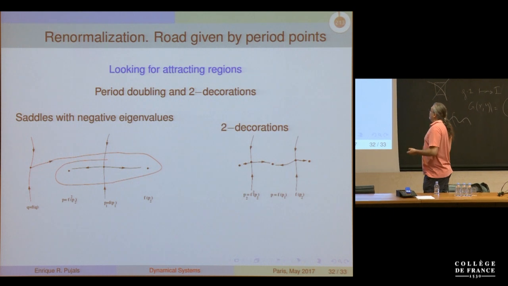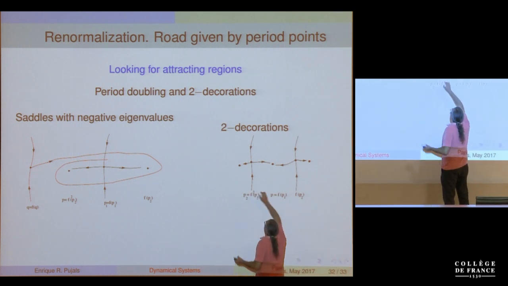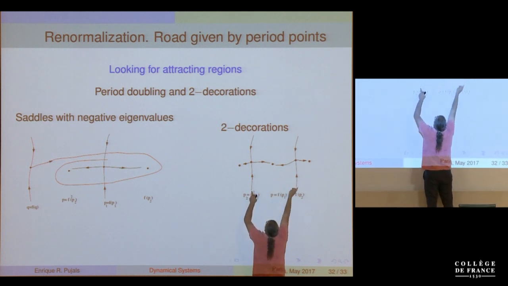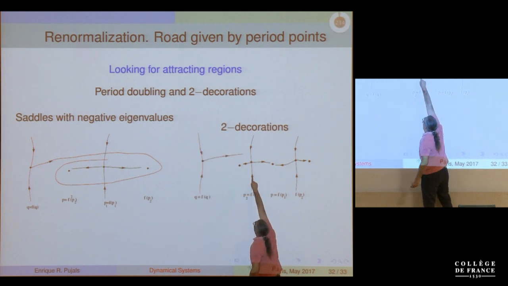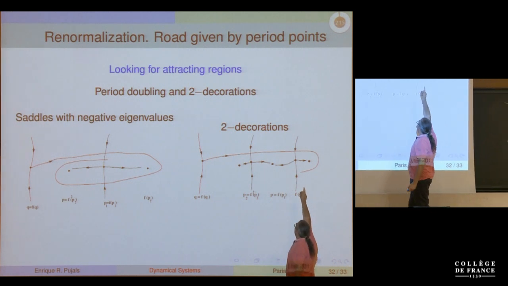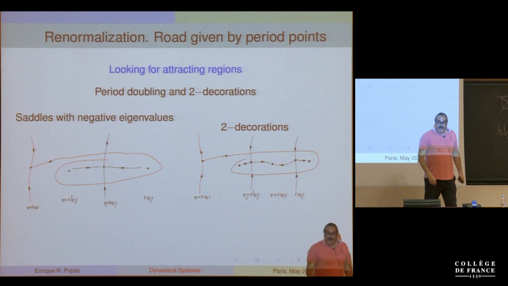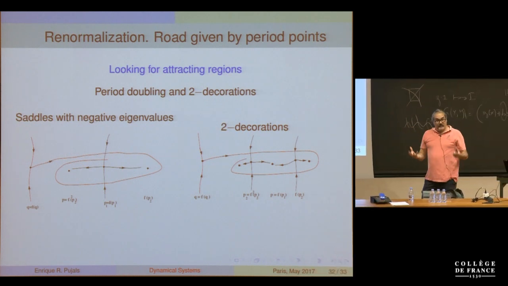With 2 decoration, you have something similar. It looks the same, because if you collapse these 2 points, you have this picture. So this is fixed, and this is period 2. And then an unstable manifold accumulates on this guy, because this part goes to there, then the manifold has to cross, and from here go to there, and then you produce an attracting region. So this is the way you produce an attracting region.